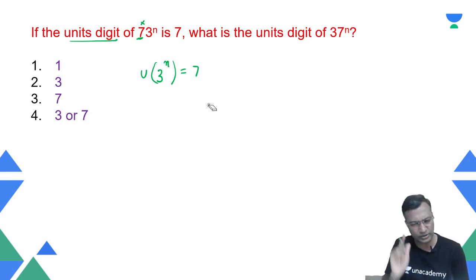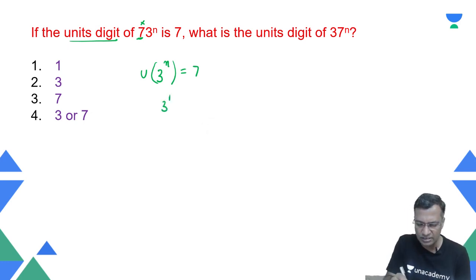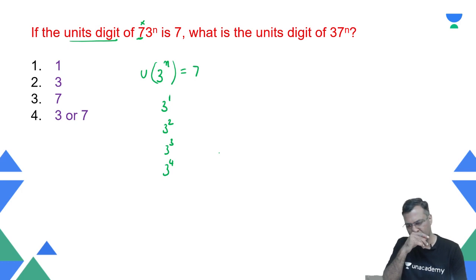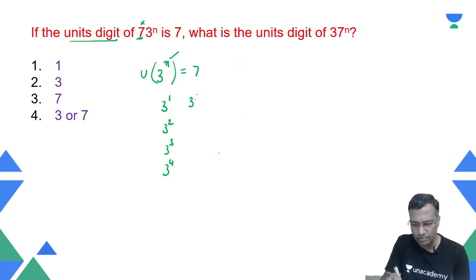What matters? Only 4 things matter. I just have to check, will this be equivalent of 3 power 1? 3 power 2? 3 power 3? 3 power 4? The n can take only 4 samples. You may say, sir, why not 3 power 5, 3 power 6, 3 power 7? Because the unit digits will anyway match. It's a cycle, man. It's a cycle.